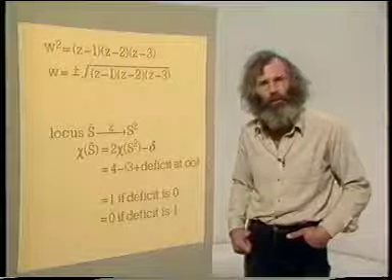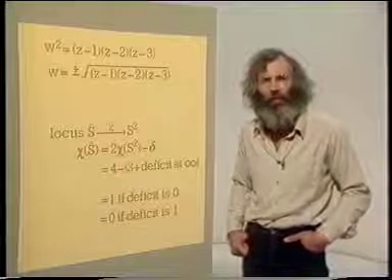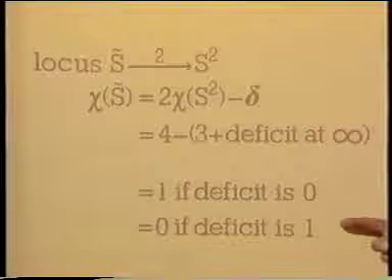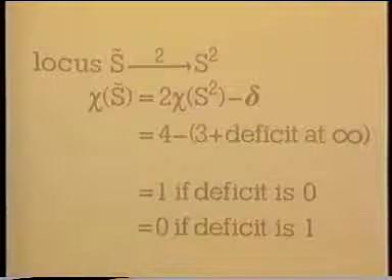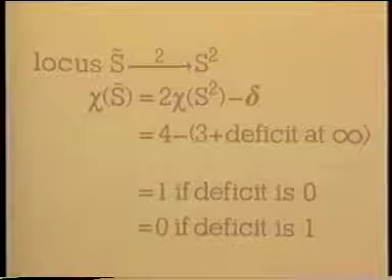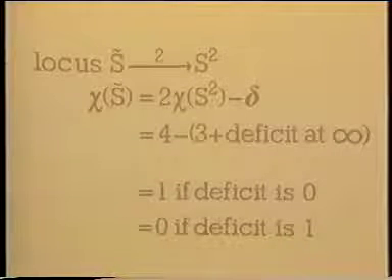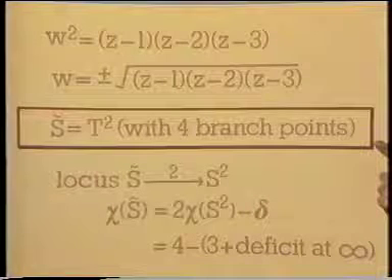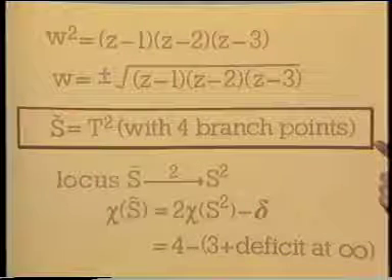Now, what is the surface S tilde? Well, we already know its Euler characteristic. It's 0. And the only orientable surface without boundary which has Euler characteristic 0 is the torus. So we've finally concluded that our locus is a torus with 4 branch points.